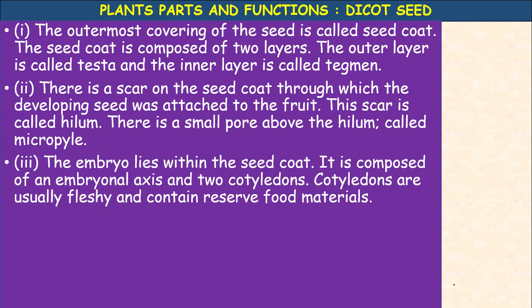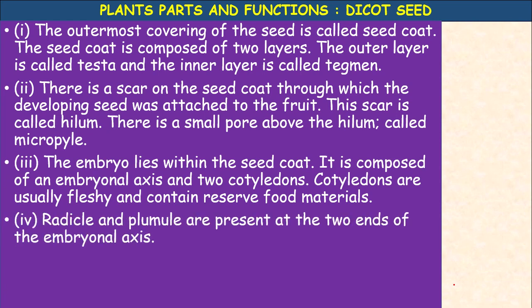The embryo lies within the seed coat and is composed of the embryonal axis and two cotyledons in dicot seeds. Two cotyledons are present in the dicot seeds. The cotyledons are usually fleshy. They are young leaves, we can say. Cotyledons are usually fleshy and contain reserved food materials.